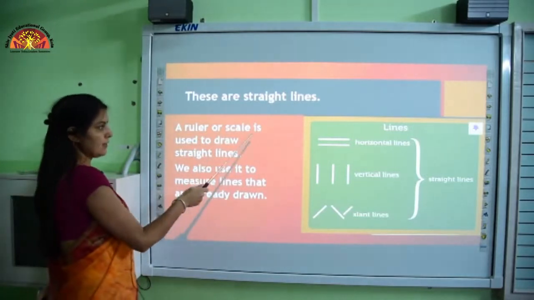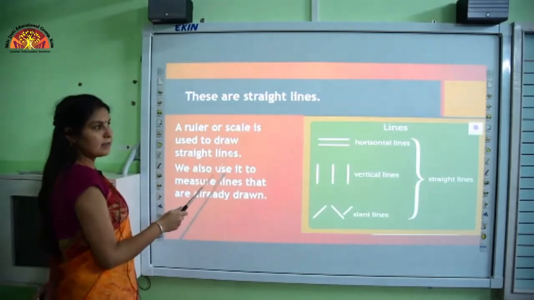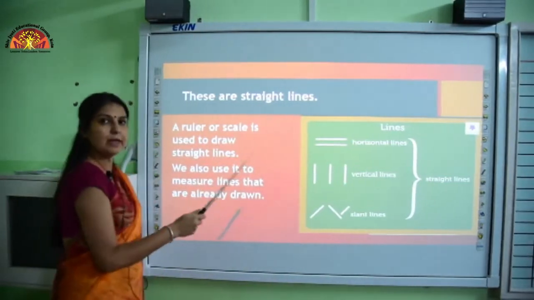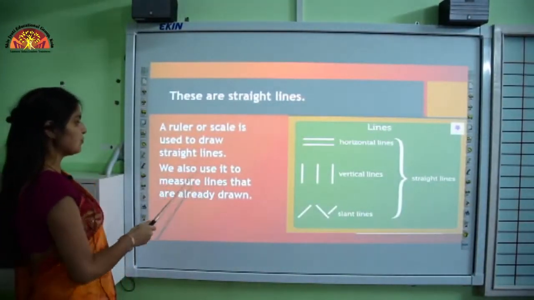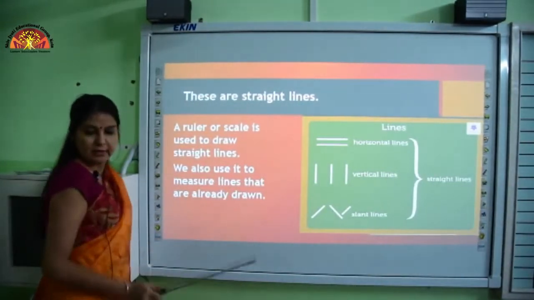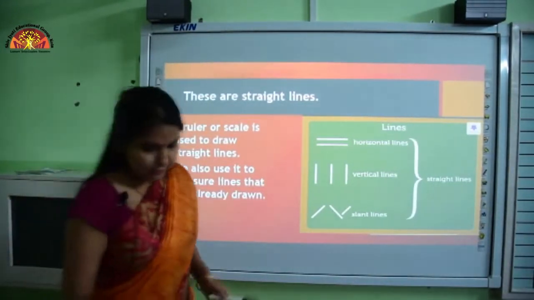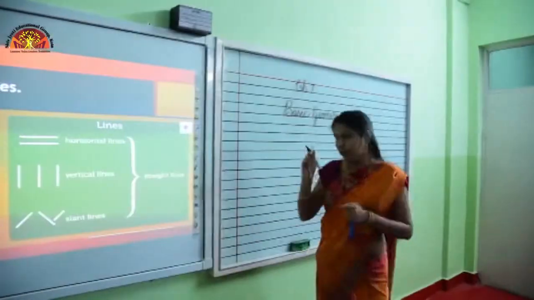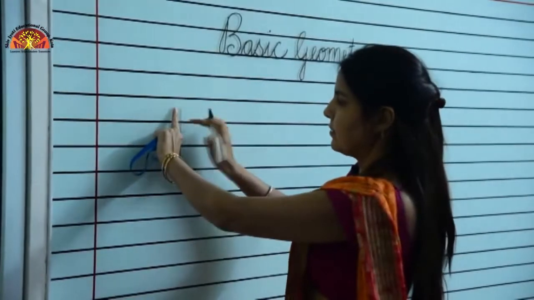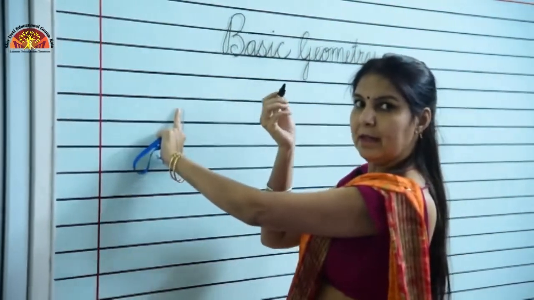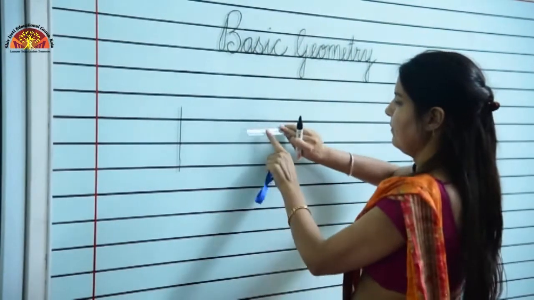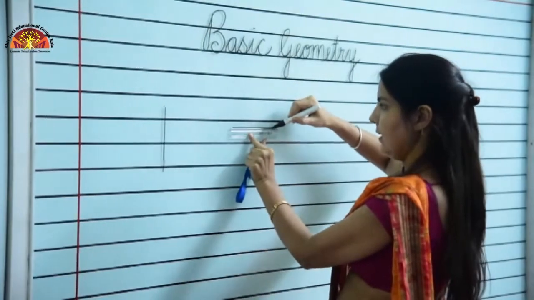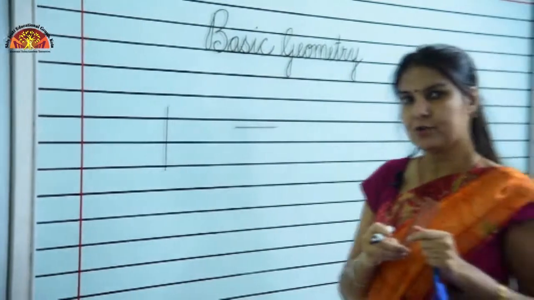A ruler or scale is used to draw a straight line. Children, how can we draw these lines? We have to take the help of a scale or ruler to draw these lines. We also use it to measure lines that are already drawn. Take a ruler and hold it firmly so that it does not move. Now take a sharpened pencil and draw the lines like this. Children, you can measure these lines also because a few numbers are written here on the scale.